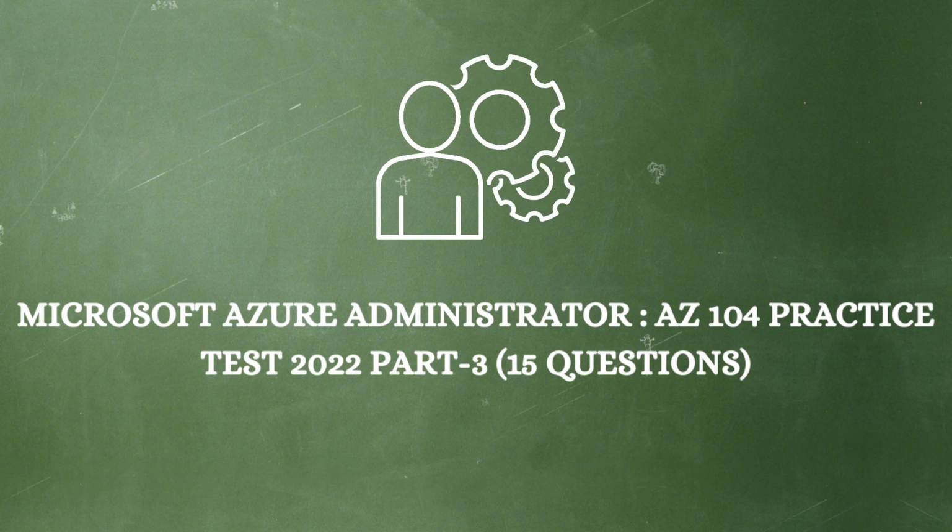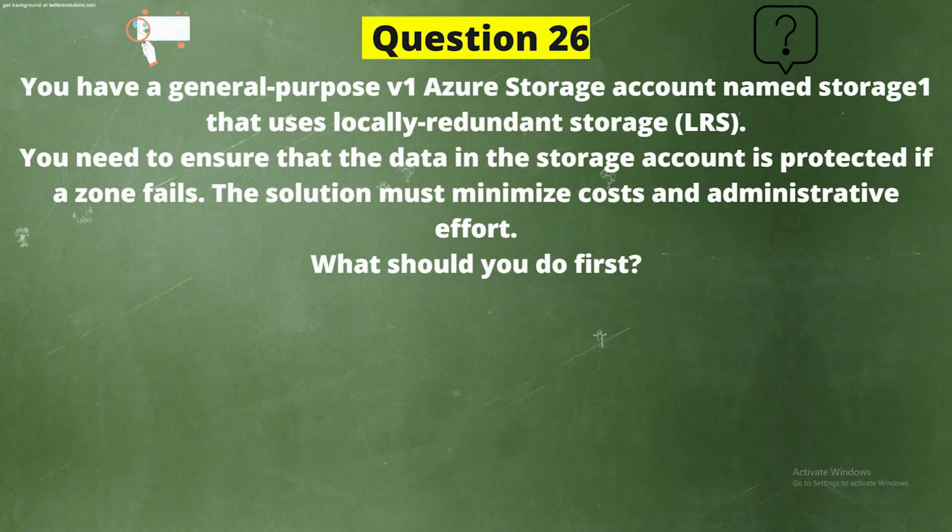So, let's get started. You have a general purpose V1 Azure storage account named Storage1 that uses locally redundant storage, LRS. You need to ensure that the data in the storage account is protected if a zone fails. The solution must minimize cost and administrative effort. What should you do first?